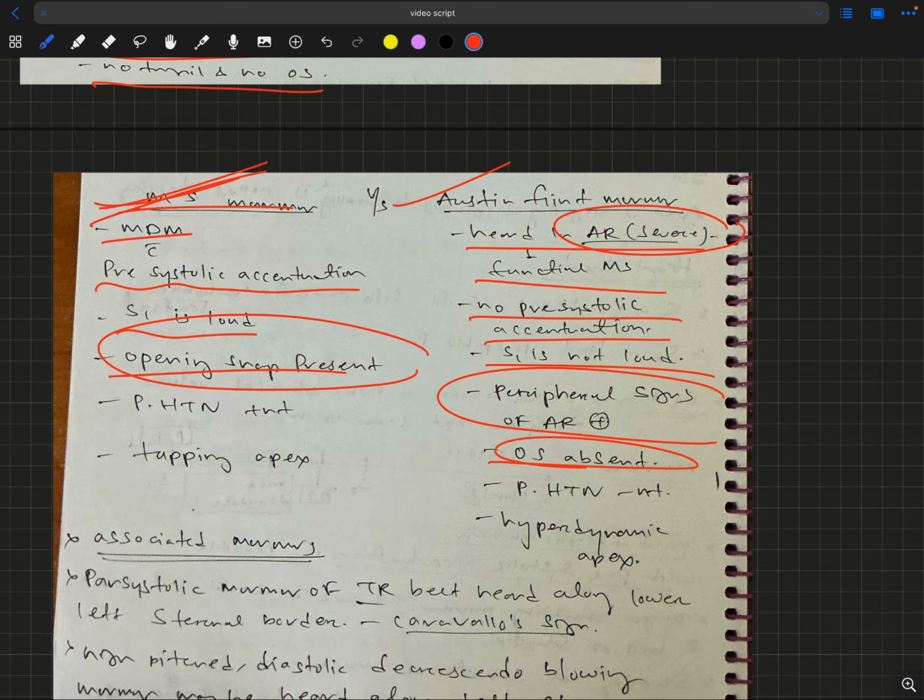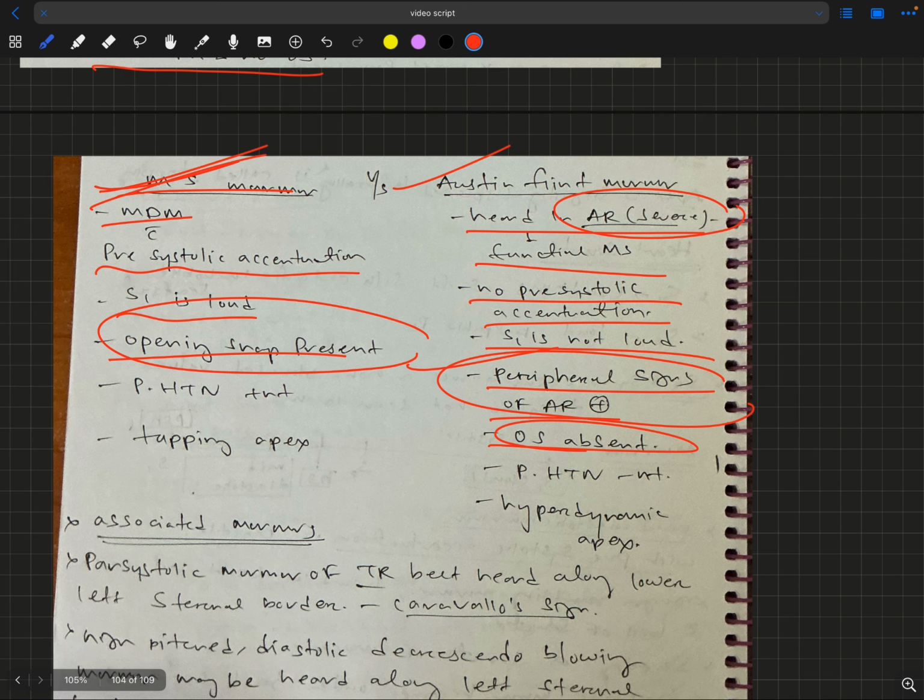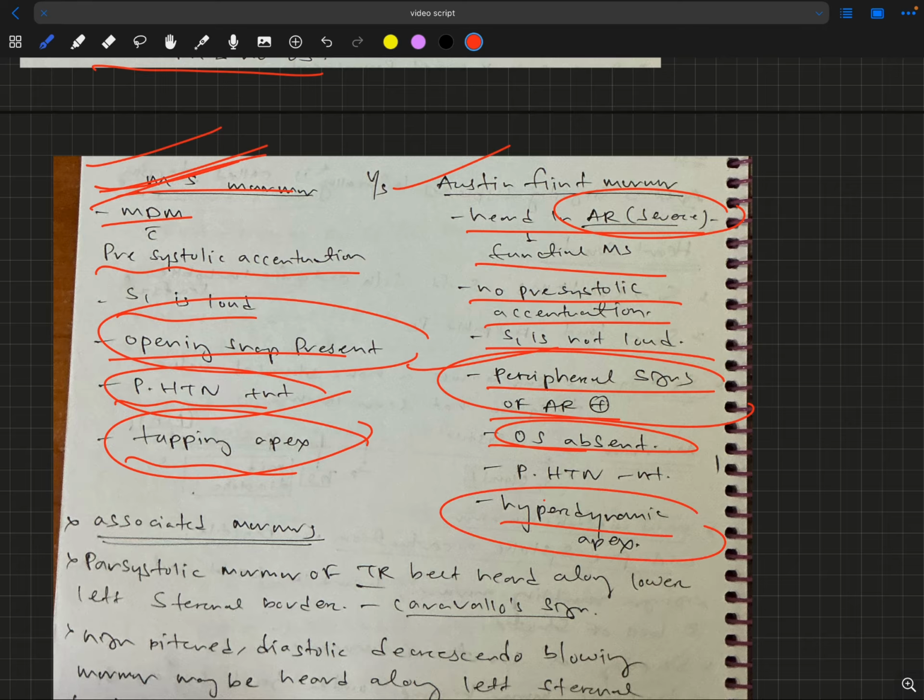There will also be peripheral signs of AR, the signs of wide pulse pressure. They will be present in case of Austin Flint, along with the murmur, if it is a case of AR. But these signs will be absent in case of MS. Pulmonary hypertension is present in case of MS, because in the long run MS develops pulmonary hypertension. And it is a tapping apex. Tapping apex is seen in case of MS, heaving apex in case of AS, hyperdynamic apex in case of AR, and pulmonary hypertension is absent in case of AR.